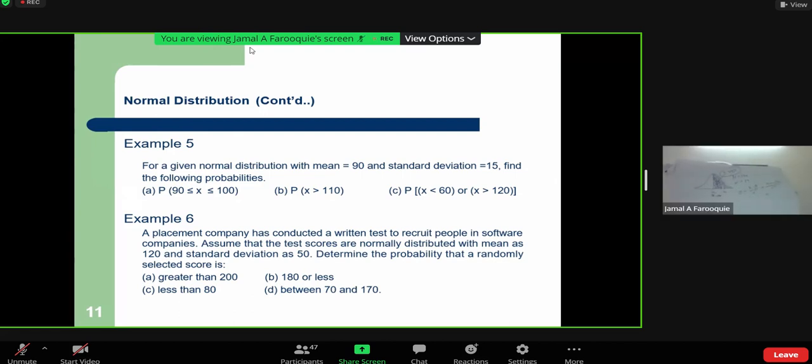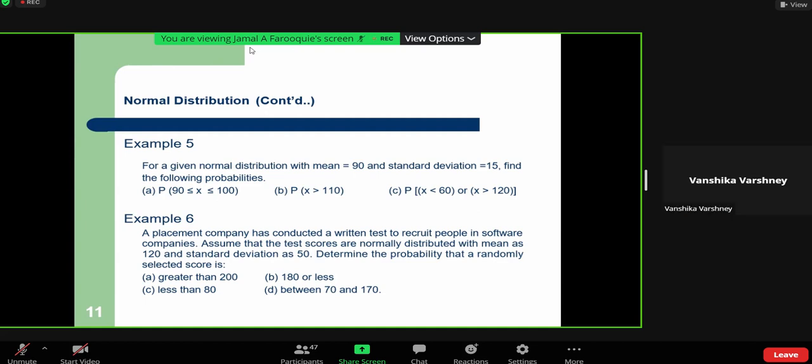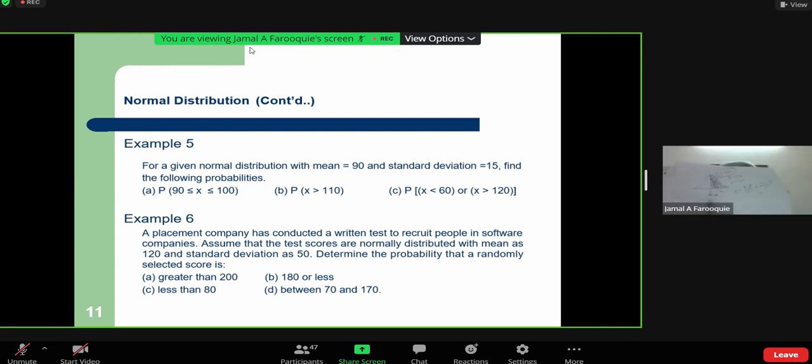So what is the probability that x is greater than 200 is translated into what is the probability that z is greater than 1.6? I hope you are getting this point. We have converted x greater than 200 to z greater than 1.6. And this you can find out from the table.